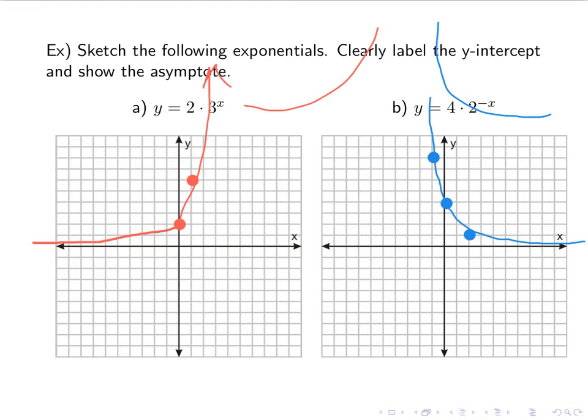I've got the asymptote as x goes to the positive infinity. I've got the y-intercept at 0, 4. It's got the correct shape. Okay, so again, those are things you want to pay attention to when it just says sketch the following exponentials.